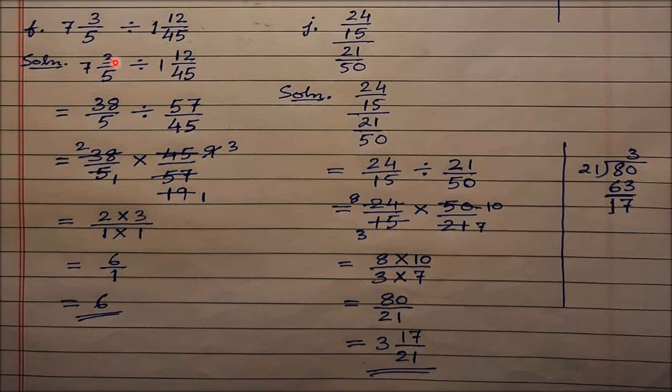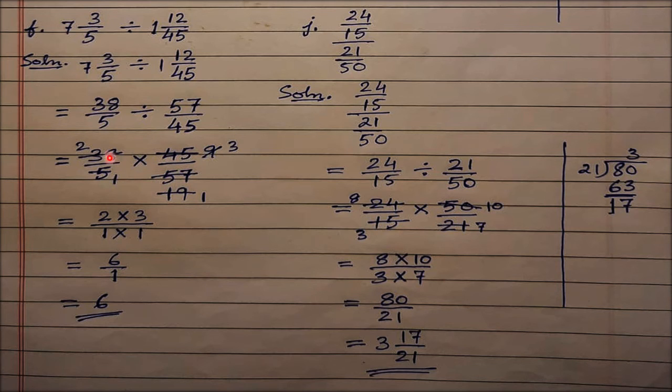Now the mixed fractions, we always need to convert them to improper fractions. So 7 into 5 is 35. 35 plus 3 is 38. So 38 by 5. Now the value of this mixed fraction will be 45. One time is 45, and plus 12 will be 57 by 45. Now next step, 38 by 5, the division sign changes to a multiplication sign, so multiplied by the reciprocal of 57 by 45. The reciprocal of 57 by 45 will be 45 by 57.